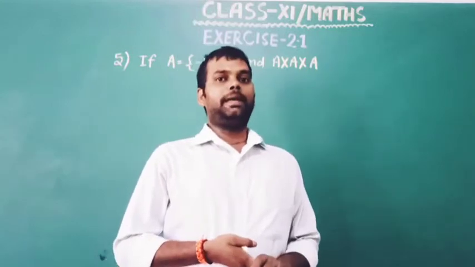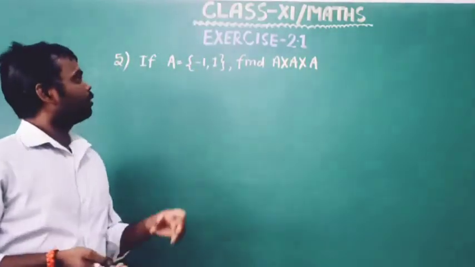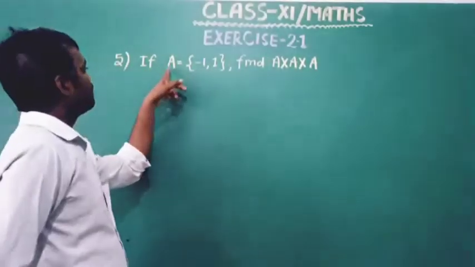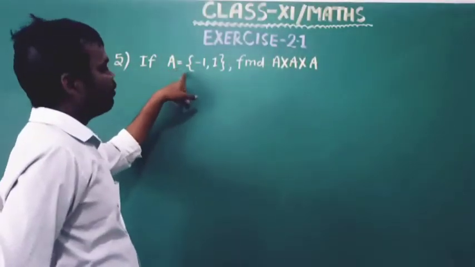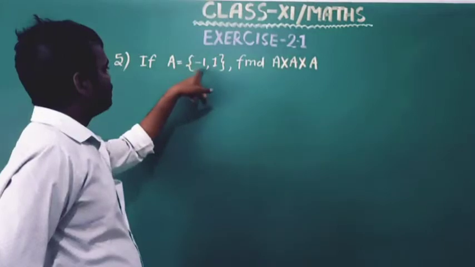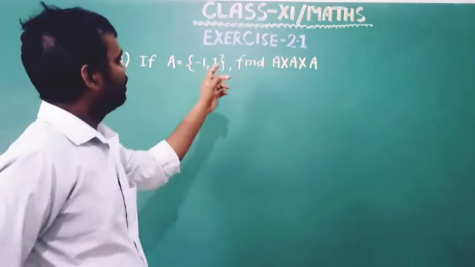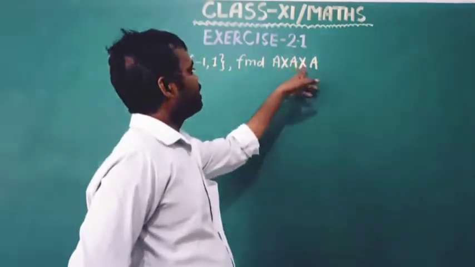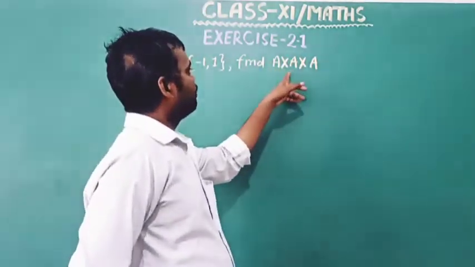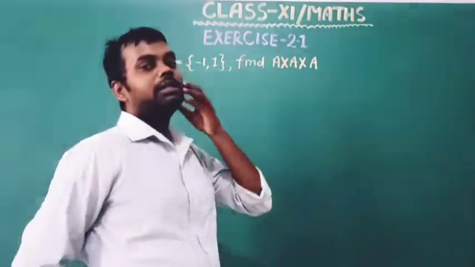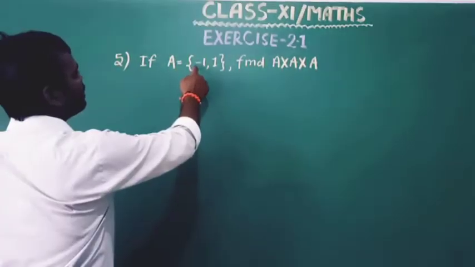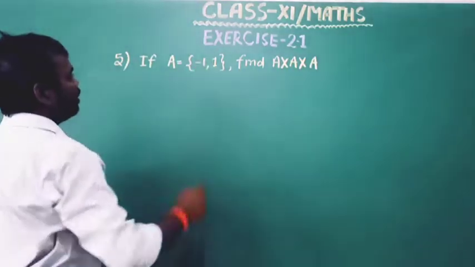Question number 5. If set A equals {-1, 1}, find A cross A cross A. We have to find the Cartesian product of three sets. Set A is given, and its elements are -1 and 1.